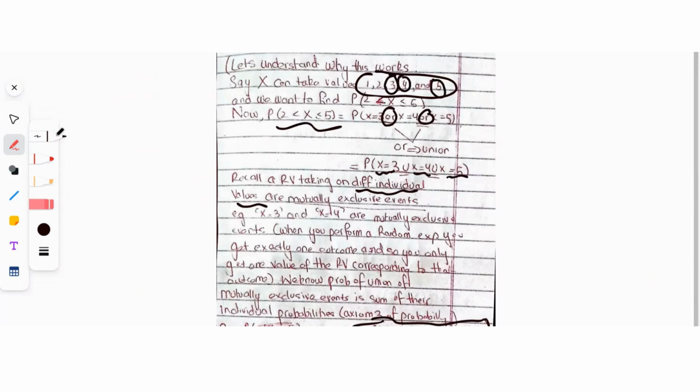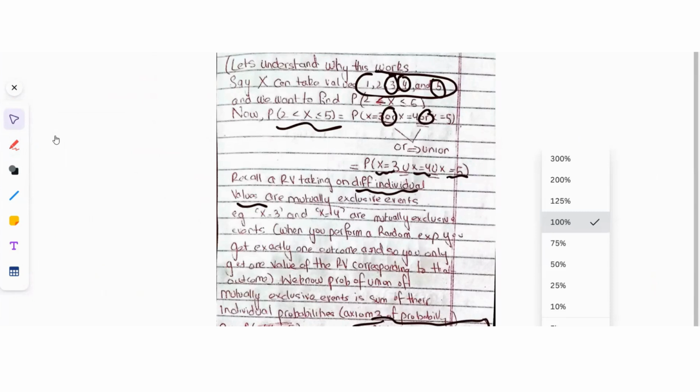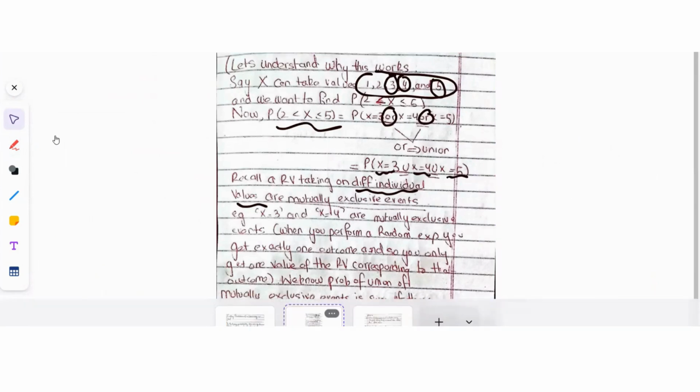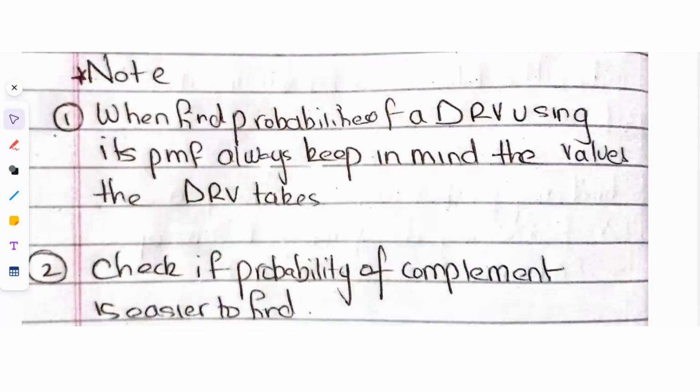But we understood the logic behind summing this up. The logic comes from the fact that we can write this as the probability x is 3 or 4 or 5, where "or" means union. And since a random variable taking on different individual values are mutually exclusive events, the probability of the union is the sum of the individual probabilities. So this is the logic for why we can sum up probabilities of a discrete random variable using its PMF.